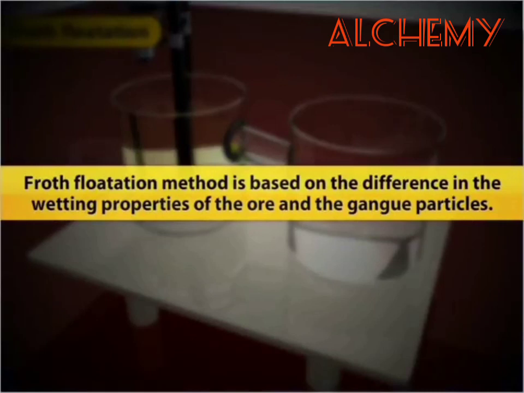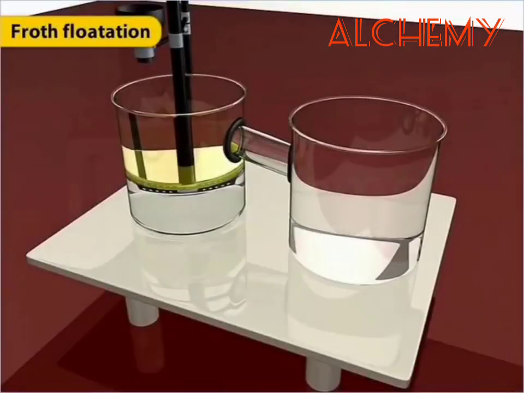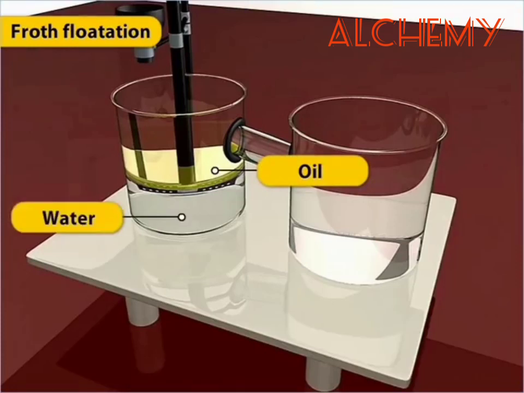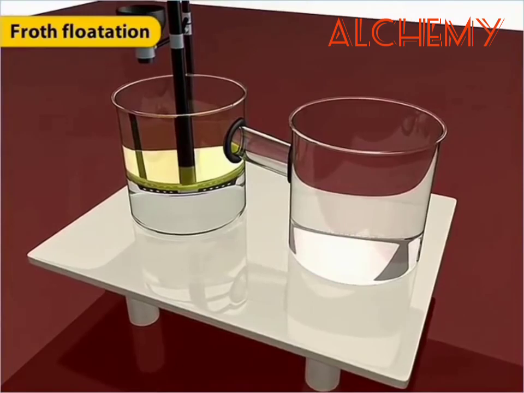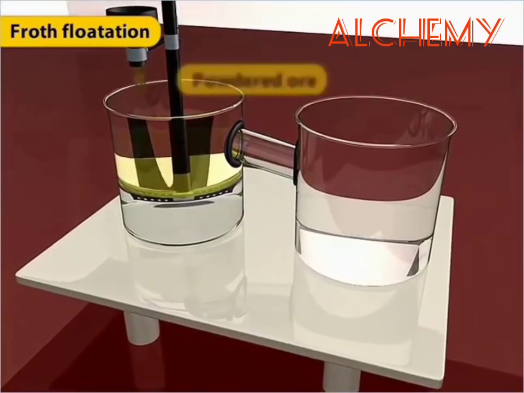Froth flotation method is based on the difference in wetting properties of ore and the gangue particles. The ore particles become wet by the oil, whereas the gangue particles become wet by the water. In this method, the powdered ore is mixed with pine oil and water.